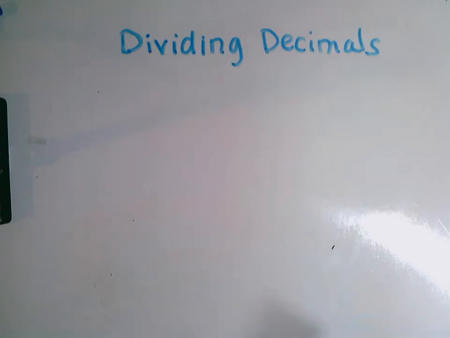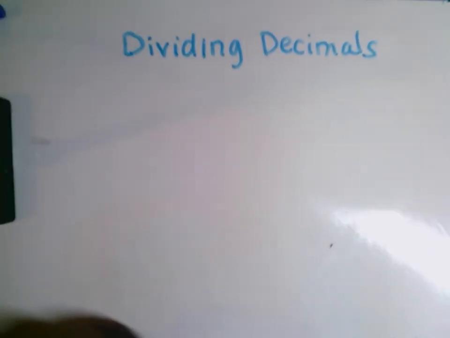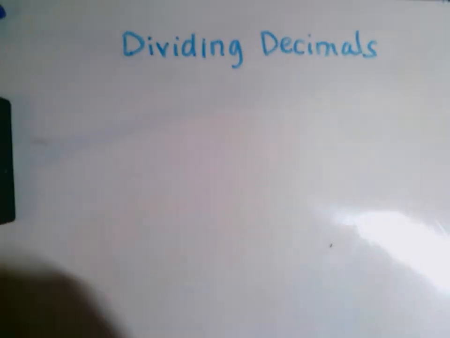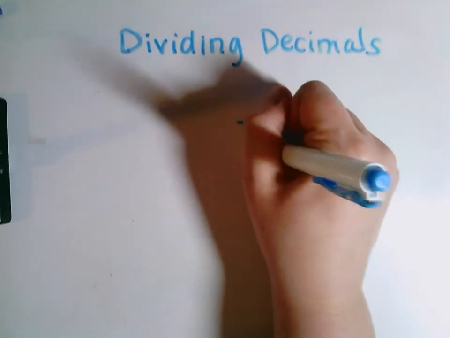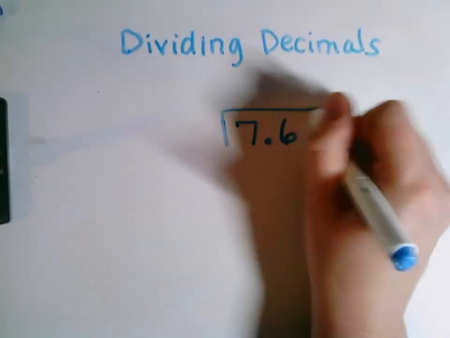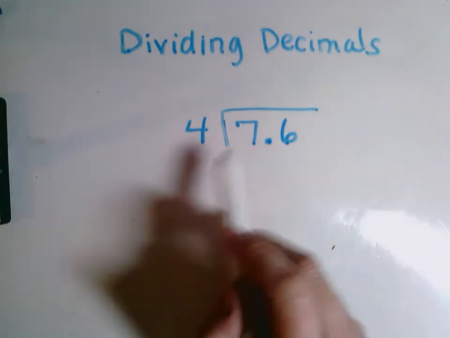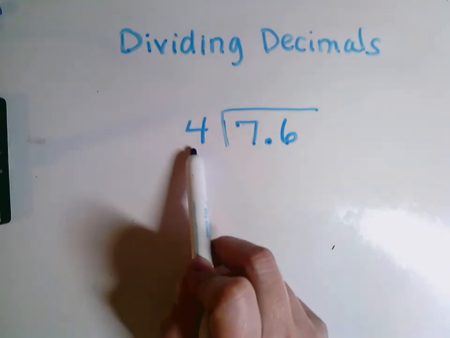A few videos ago, we were doing long division when we had a decimal in our quotient, but both the numbers that we were dividing were whole numbers. So today we're going to take a look at dividing when we have a decimal in our dividend. Let's give an example of 7 6/10 divided by 4. You see I have a decimal point in my dividend, and I'm dividing it by a whole number, 4.